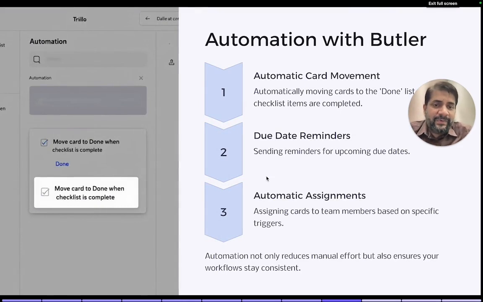Automation with Butler. So automating card movement, automatically moving cards to the done list when checklist items are completed, sending reminders for upcoming due dates, and assigning cards to team members based on specific triggers. Automation not only reduces manual effort but also ensures your workflow stays consistent. What exactly is this?